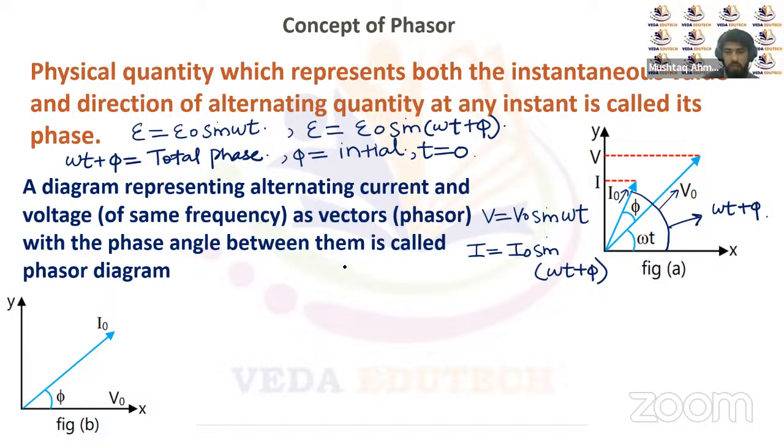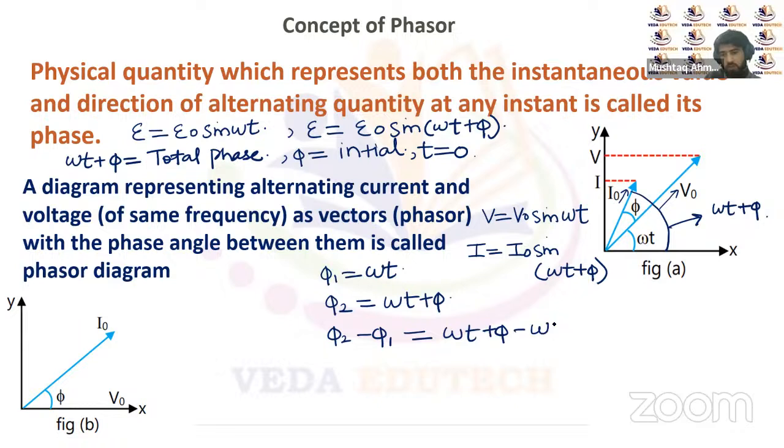Now let's suppose for voltage, phase is phi 1, that's equal to omega t. This is the total phase for the voltage, and phase for the current, that's phi 2, is equal to omega t plus phi. Then the phase difference between them will be phi 2 minus phi 1, that will be equal to omega t plus phi minus omega t. So that will be equal to phi. So the phase difference between current and voltage here is phi.